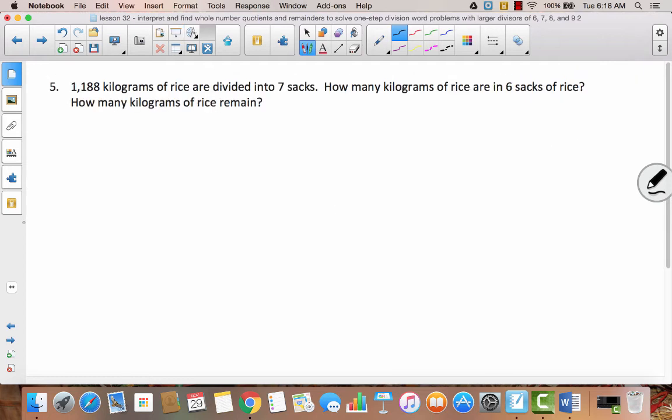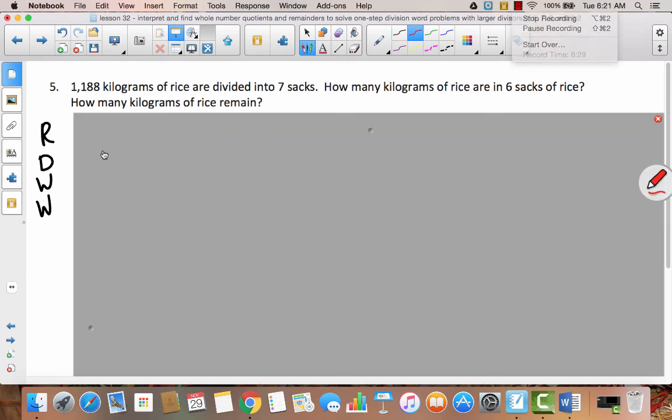All right, let's take a look at problem number 5. Again, we're going to read, we're going to draw, we're going to write a number sentence, and we're going to write a word sentence. So we have 1,188 kilograms of rice are divided into 7 sacks. How many kilograms of rice are in 6 sacks of rice? How many kilograms of rice remain? I want you to do as much of this problem as you can by yourself. If you get stuck, you can always press play.